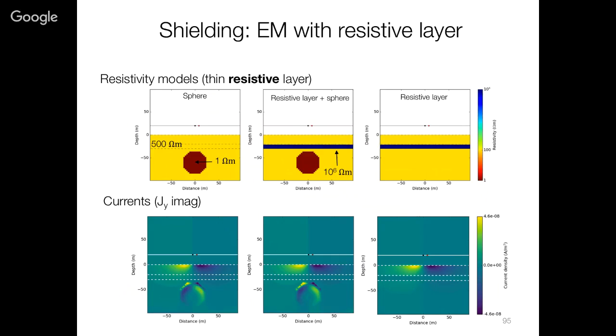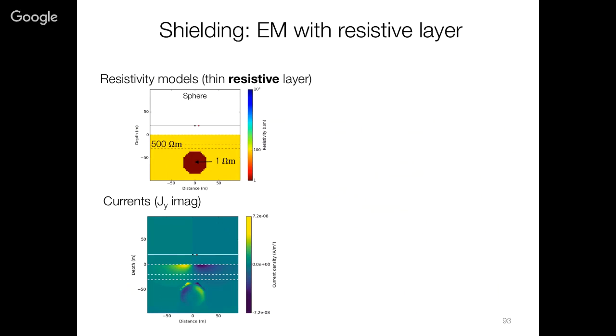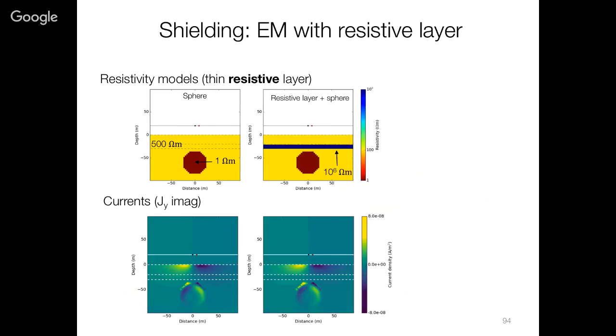Sorry, I got a little ahead of myself. So just to go back here. This was the homogeneous Earth. That's what we get. If we now put the resistive layer in here, okay, then we've really got no difference between the currents on this sphere and the currents here, so that the sphere has not been affected by that resistive layer.